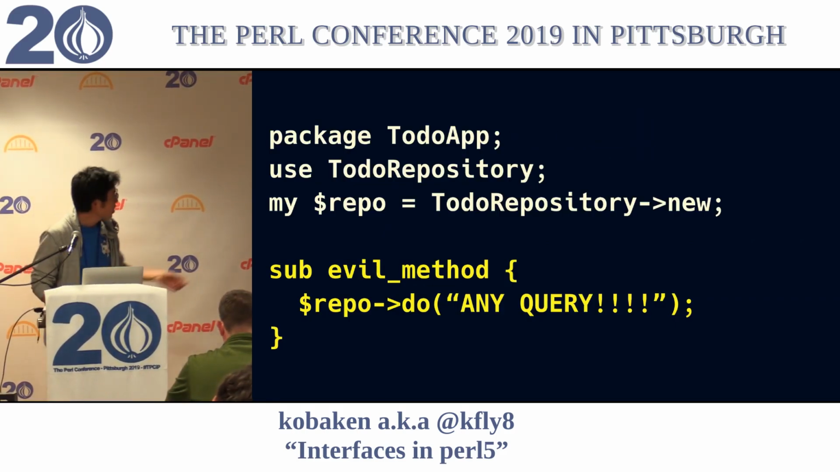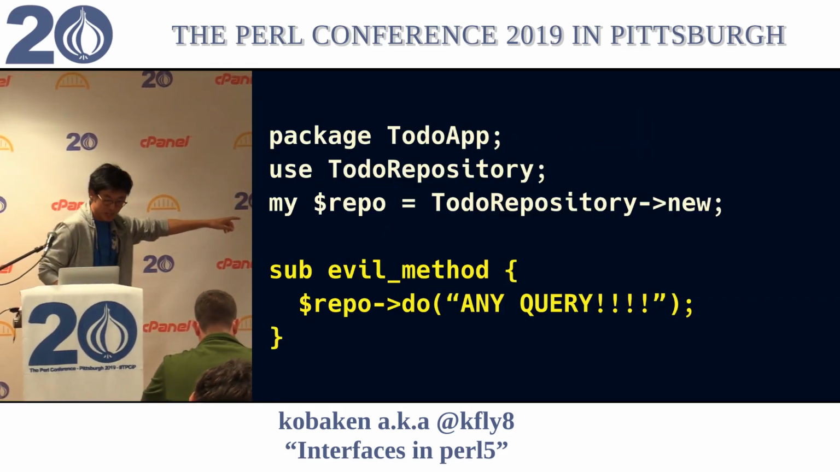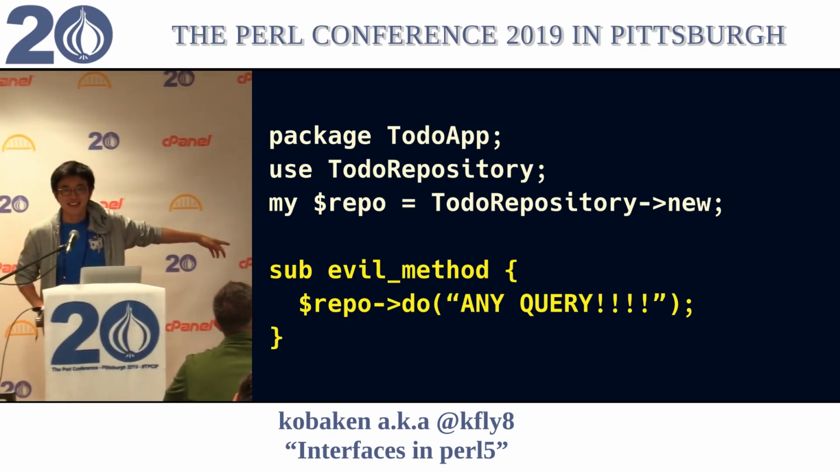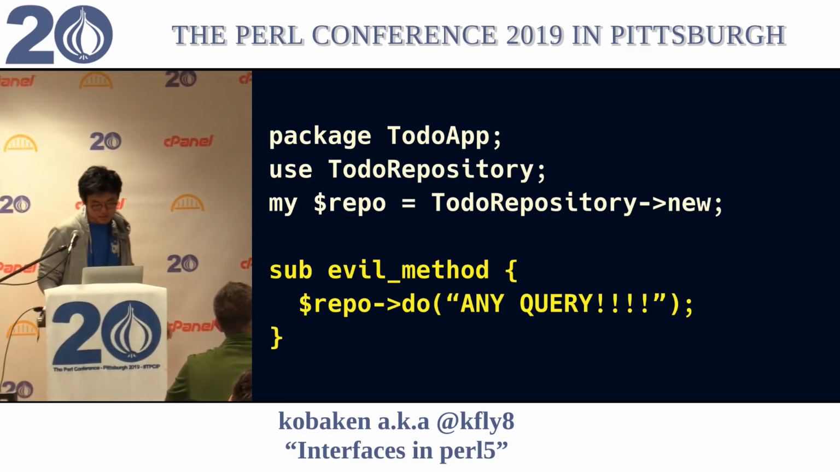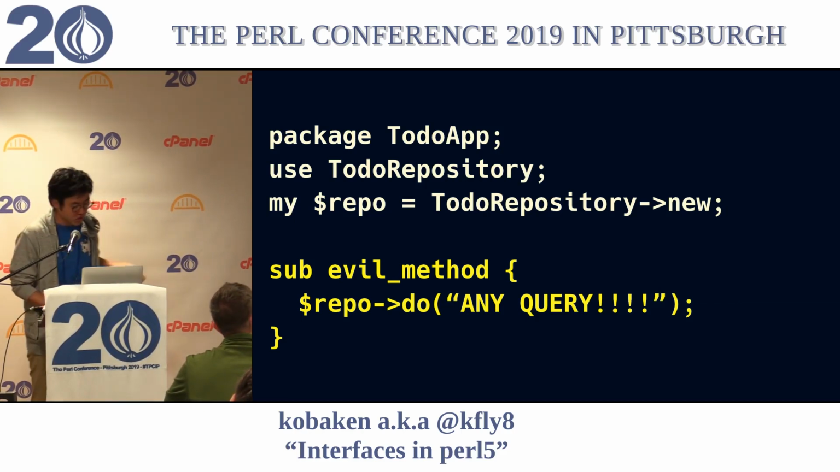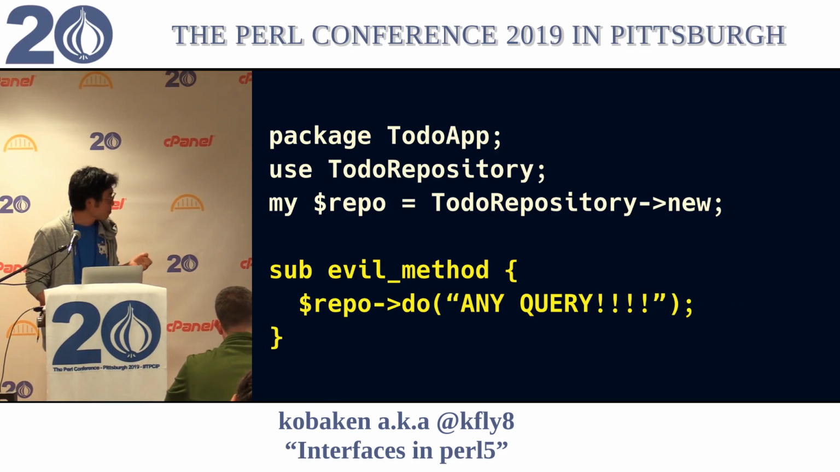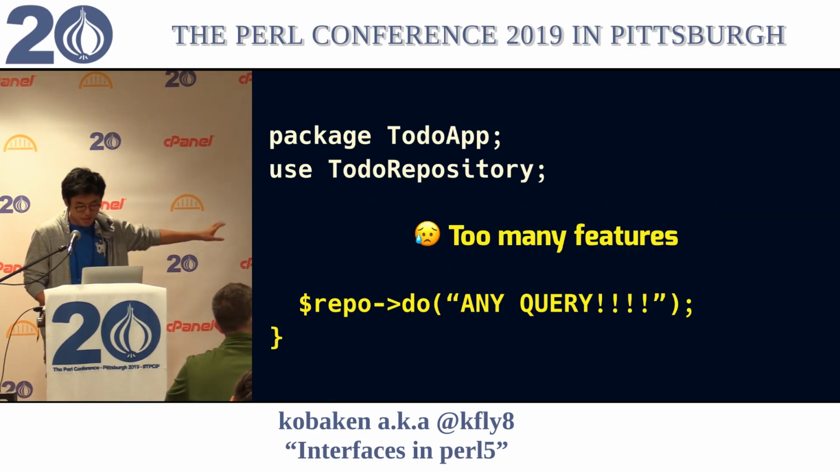Next problem. Look at this evil method. And this is evil. So the repository can use all features of DBI because of inheritance. I wish I could just take out to-do. So, too many features.